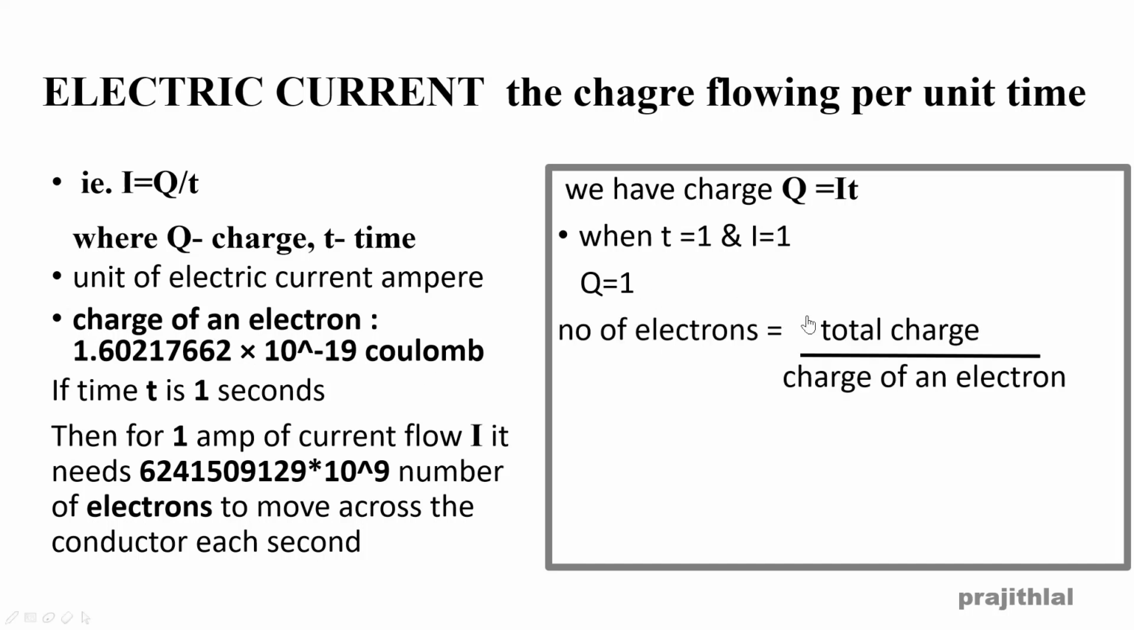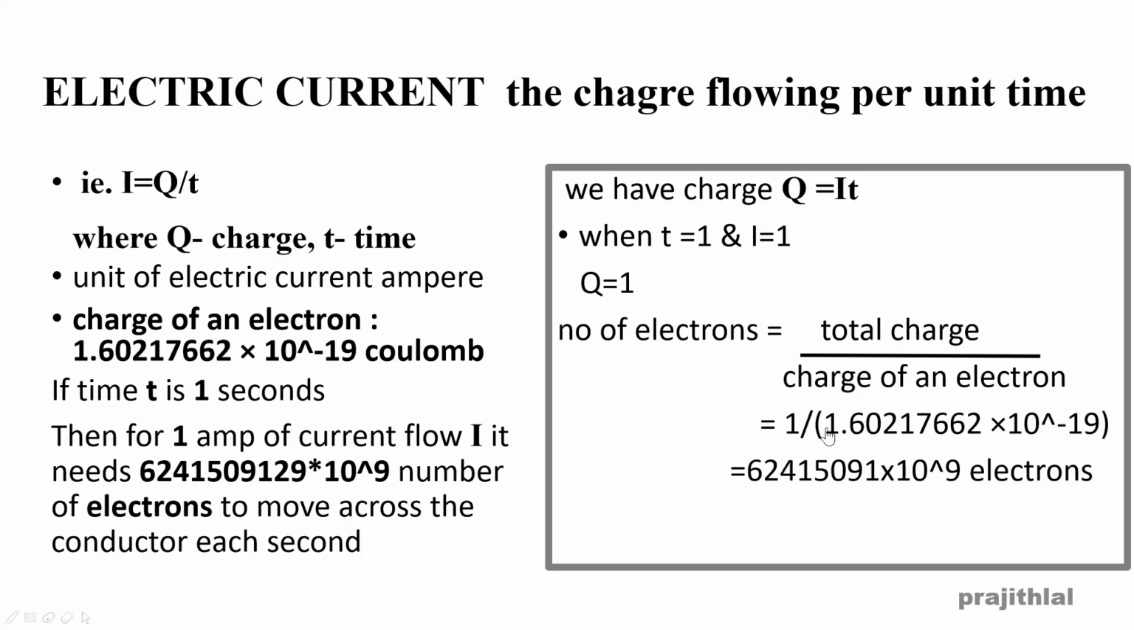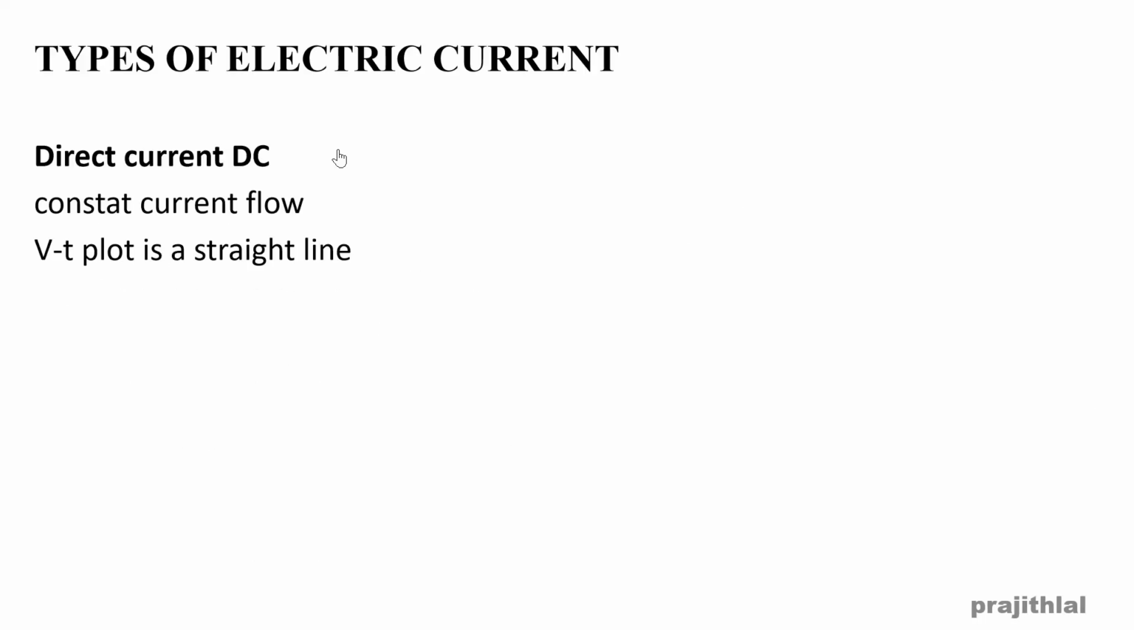So we divide the total charge by the charge of each electron. 1 divided by this much gives the number of electrons. That is exactly this. Types of electric current.